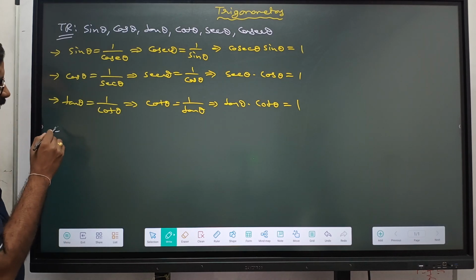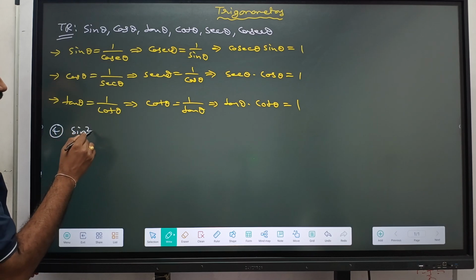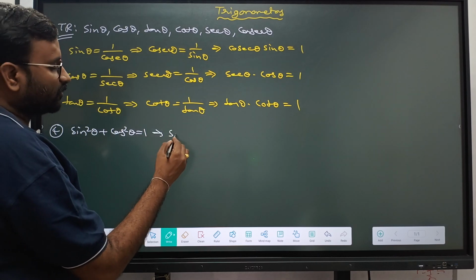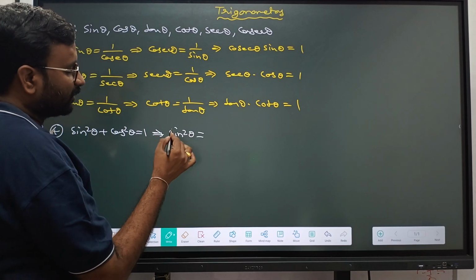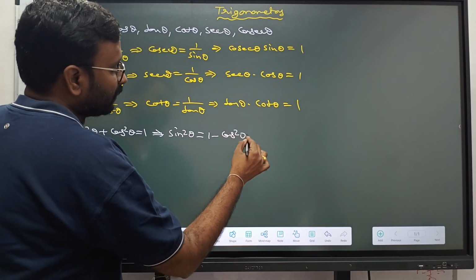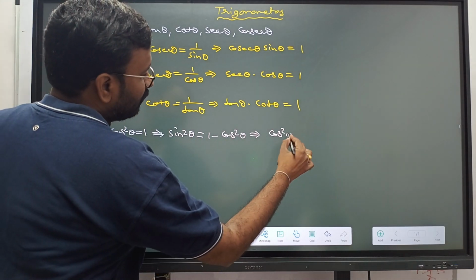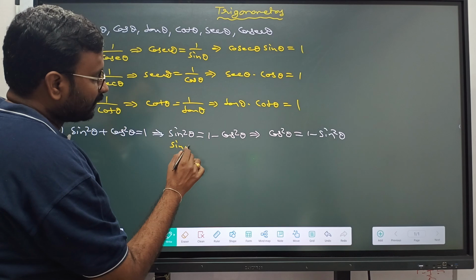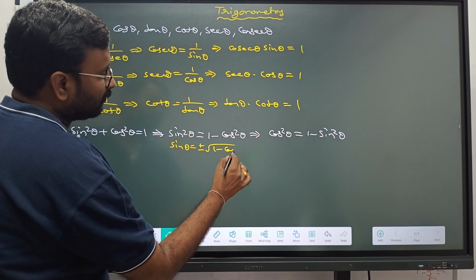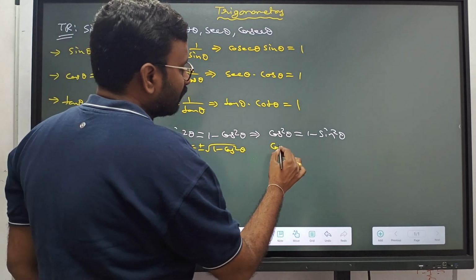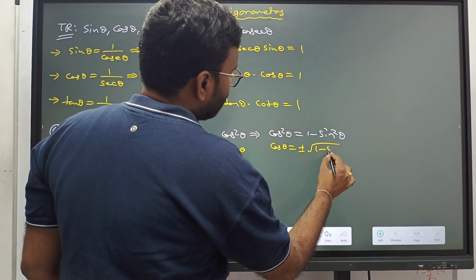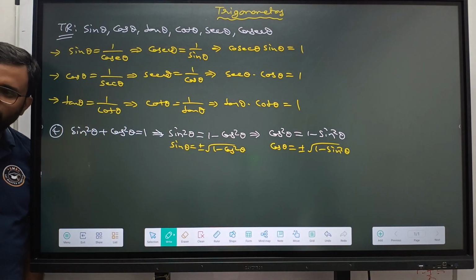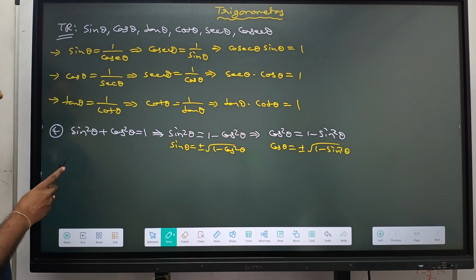Now the fourth one: sin square theta plus cos square theta is always 1. Then sin square theta is 1 minus cos square theta, and cos square theta is 1 minus sin square theta. Also sin theta is equal to plus or minus root over 1 minus cos square theta, and cos theta is equal to plus or minus root over 1 minus sin square theta. We can write one trigonometric ratio in terms of the remaining ones. That is the flexibility in trigonometry.